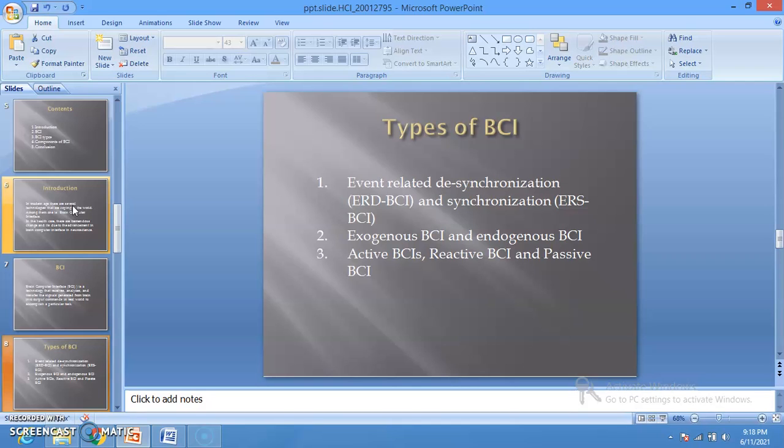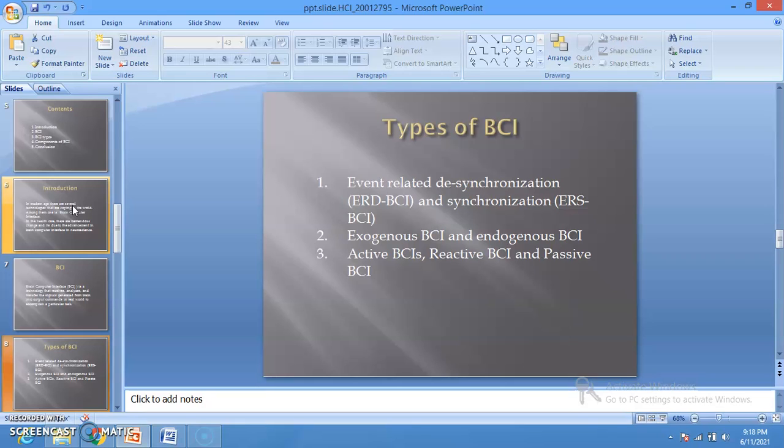These are the types of brain-computer interface. First one is event-related desynchronization and synchronization BCI. Second is exogenous BCI and endogenous BCI. Third one is active BCI, reactive BCI, and passive BCI.